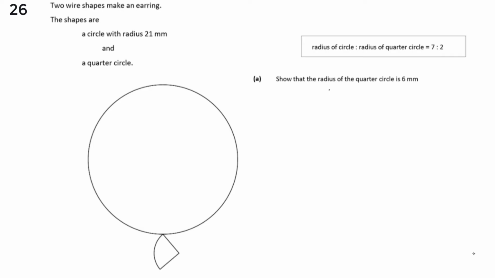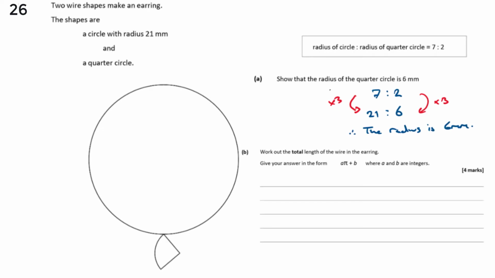Okay, well the radius of the top one is 21, isn't it? So if these are in the ratio of 7 to 2, and I change 7 to 21, I'm multiplying through by 3, aren't I? So if I do the same thing to this side, then that's going to give me 6. Therefore, the radius is 6 millimeters.